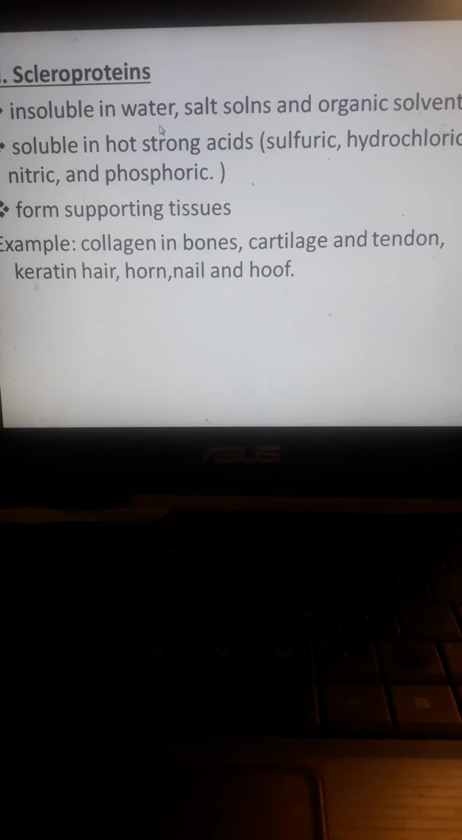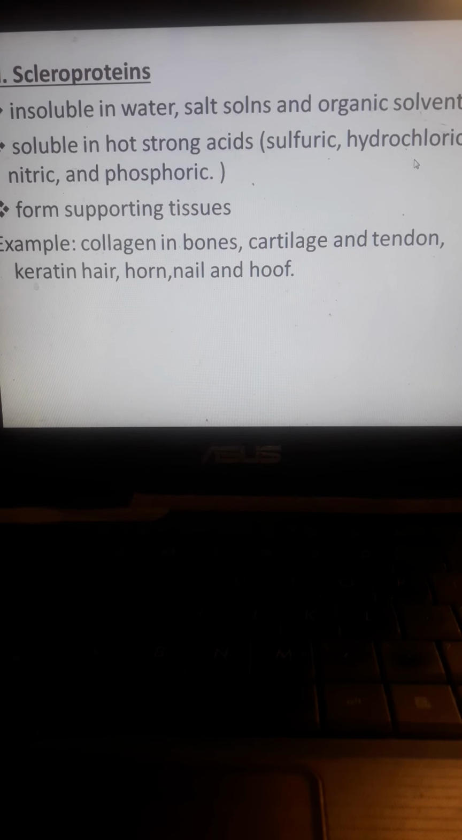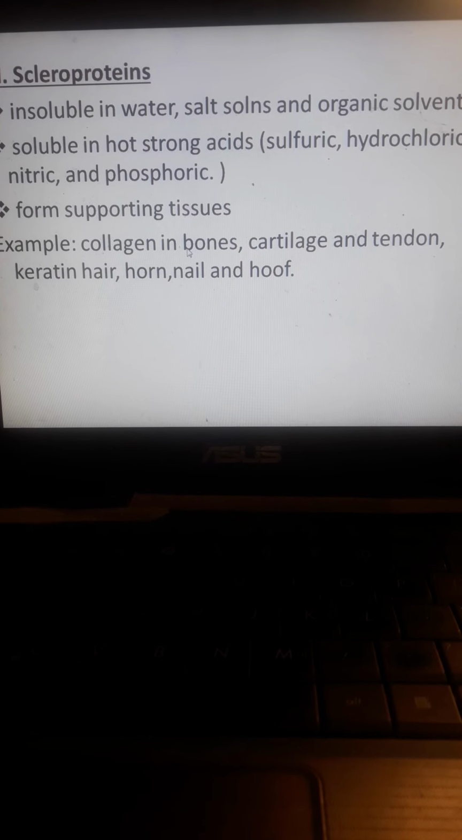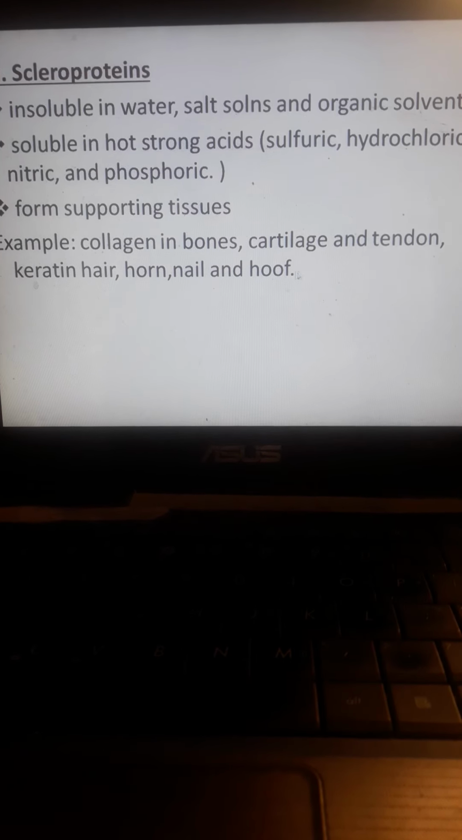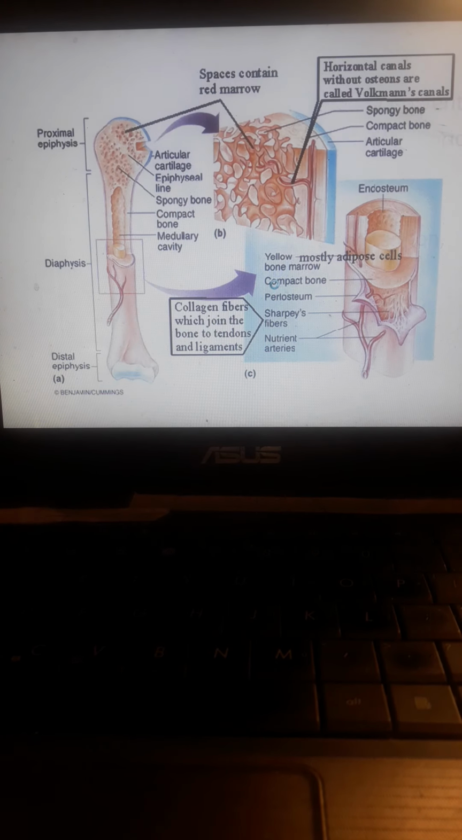Scleroproteins are insoluble in water, salt solutions, and organic solvents, but soluble in strong acids: sulfuric, hydrochloric, nitric, and phosphoric. They form supporting tissues, so collagen in bones, cartilages, no? Tendons, keratin in hair, horn, nail. The hoof is what you see on the foot of a horse. Okay, so that is an example, collagen.